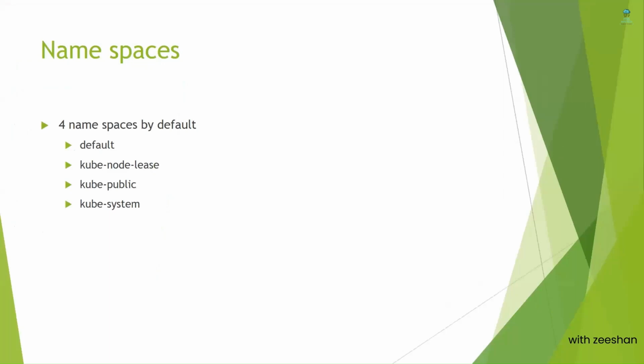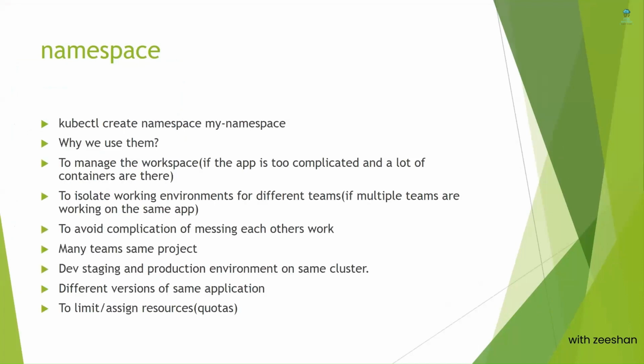What are namespaces? Let's first know that we have 4 default namespaces available when the cluster is deployed. So the default is default. Everything is by default created in this namespace. And then we have kube-public and kube-system. Just ignore that. These are the system namespaces.